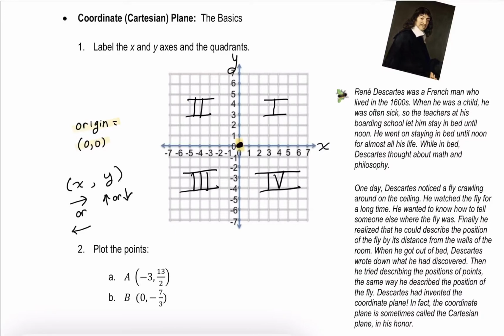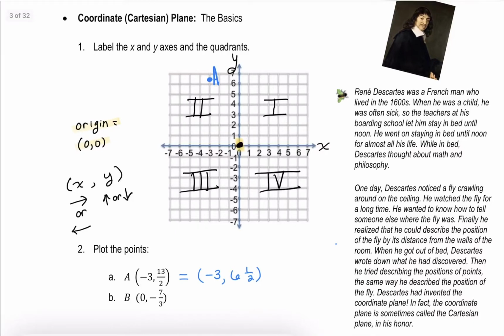So for point A here, we're going to go left 3, and an improper fraction I would need to change to a mixed number. So 13 halves, oops, geez, 2 goes into 13 6 times evenly. That would be 12 with 1 left over, so 6.5. So from the origin, we would go to the left 3 and then up 6.5. So that would put us right there. I'll label that. There's my point A.